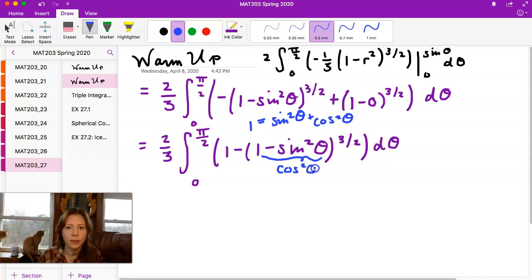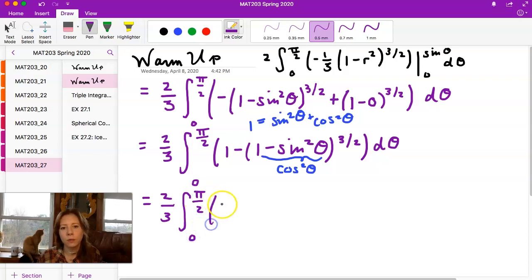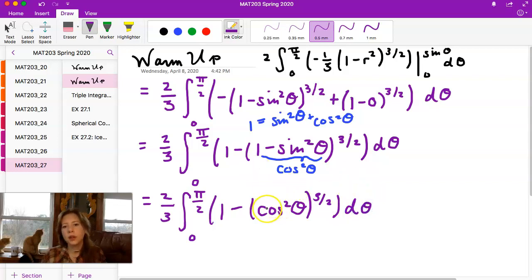Cos squared theta. So let us simplify a bit. And so this is going to be 2/3. And we're going to go from 0 to pi over 2 of 1 minus cosine squared theta to the 3/2 d theta. Okay, and so we have cosine squared to the 3 halves.